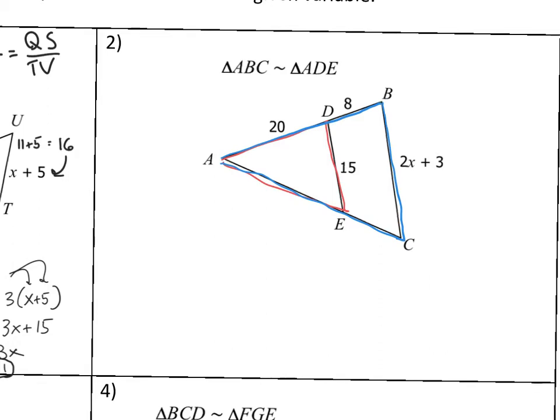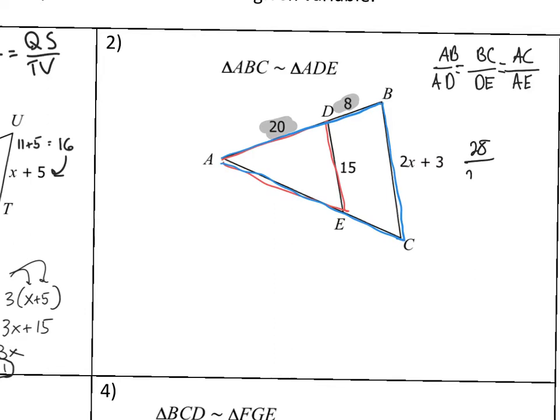So I am going to make a proportionality statement. So AB, BC, and AC. And then AD, DE, and AE. And I will fill out as much information as I can. But let's start off with AB. We don't know explicitly what AB is, but we can use the segment addition postulate in order to add these two together, 20 and 8. And that would make AB 28.